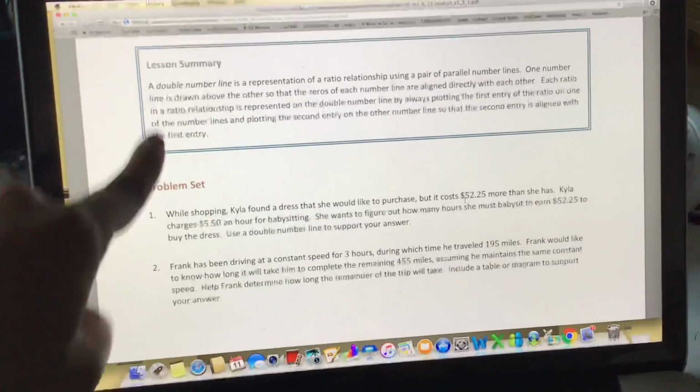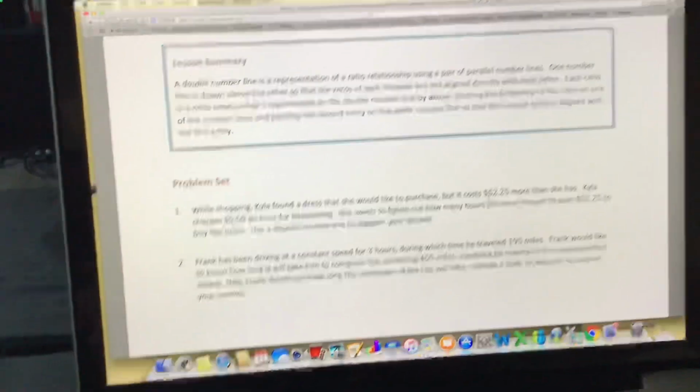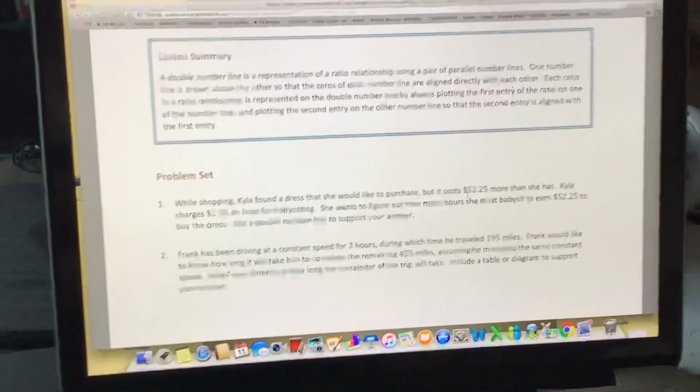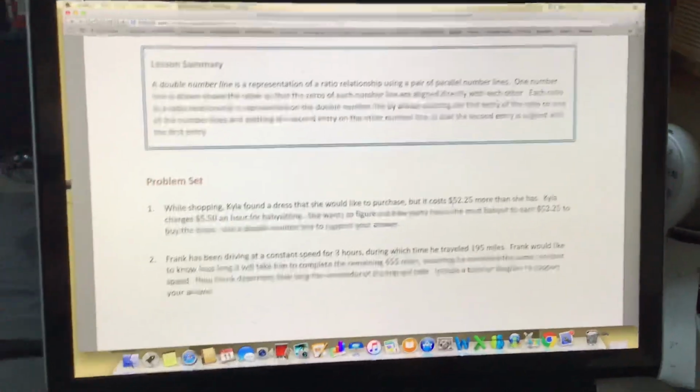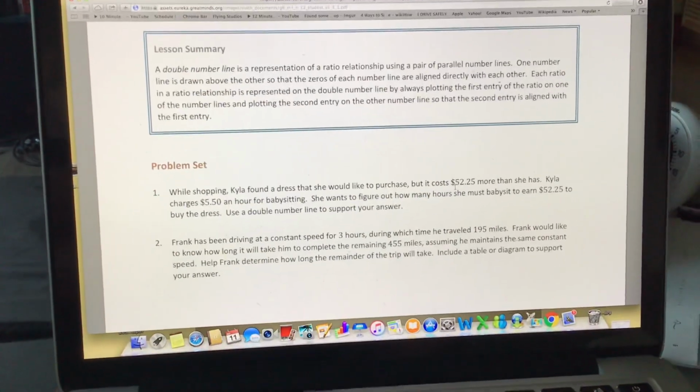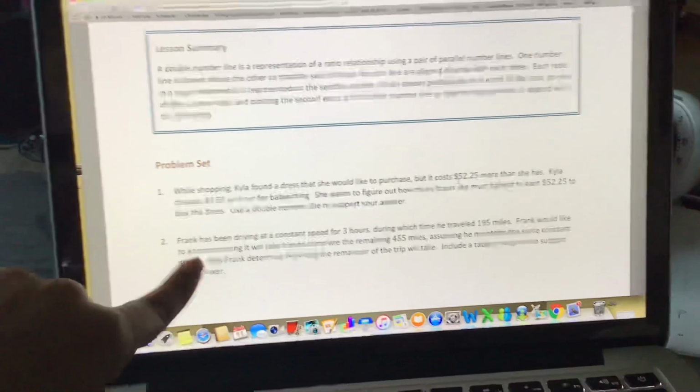So lesson summary, did you get that? Yes, because I saw all of you walk out with your double number line. So that was what I was supposed to teach you today. Now this is kind of an application problem. It is, can you use a double number line to solve this problem?